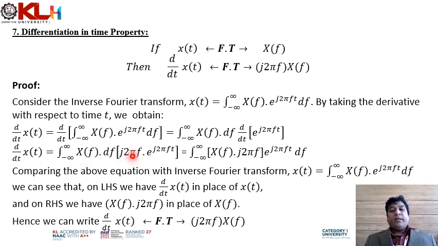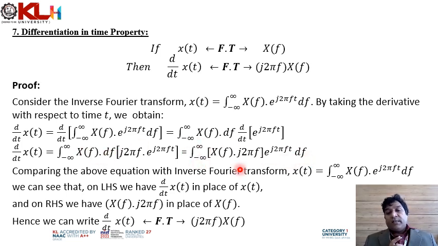Then we can simply combine this j 2 pi f and X of f as a single factor. This integration can be rewritten as integral from minus infinity to infinity, same as before. Now we are combining this X of f and j 2 pi f, so we write X of f and j 2 pi f as a single factor, which is multiplied by that e power j 2 pi ft, and the df variable is coming.